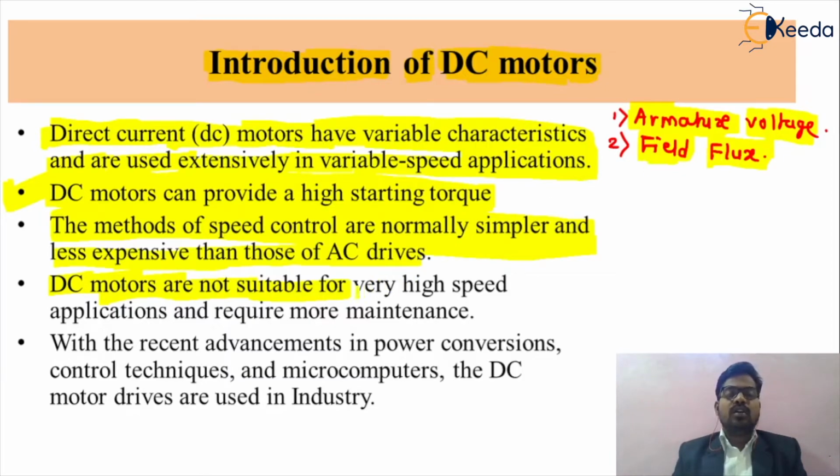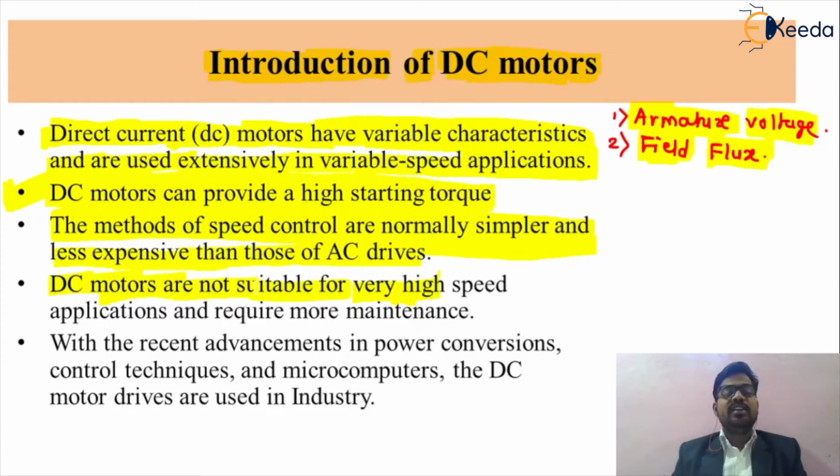Due to its simple speed control technique, DC motors or DC drives are preferable to AC motors, because the AC motor has different types of speed control techniques, but these are quite complicated and more expensive. So that's why instead of an AC drive, we can prefer the DC drive for a particular application.